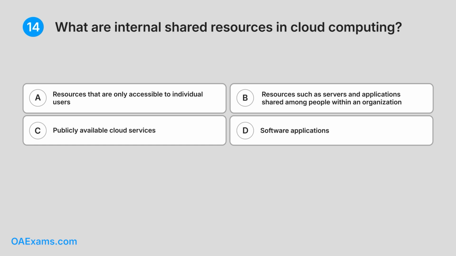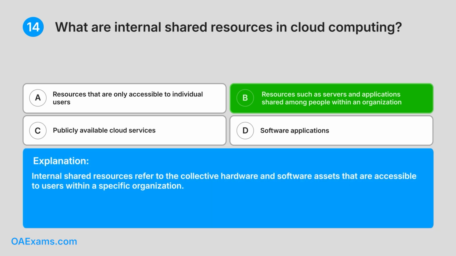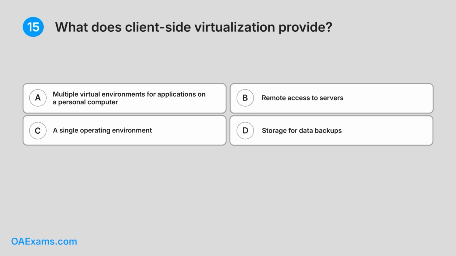Correct answer. B. Resources such as servers and applications shared among people within an organization. Explanation. Internal shared resources refer to the collective hardware and software assets that are accessible to users within a specific organization.